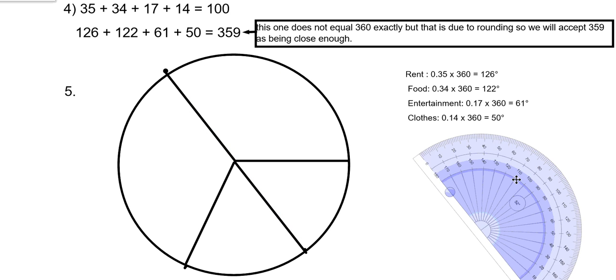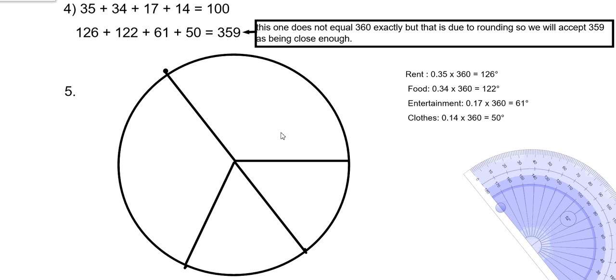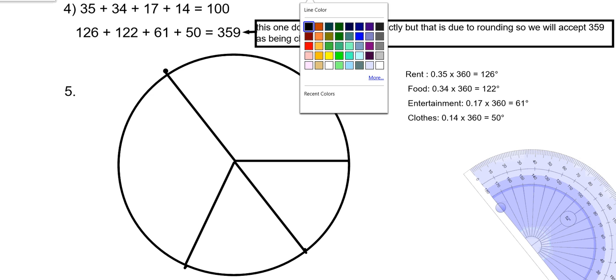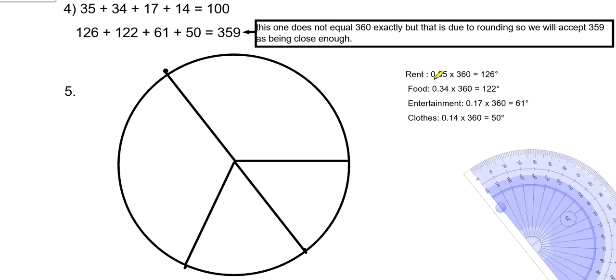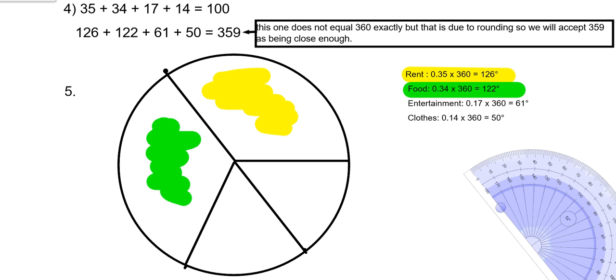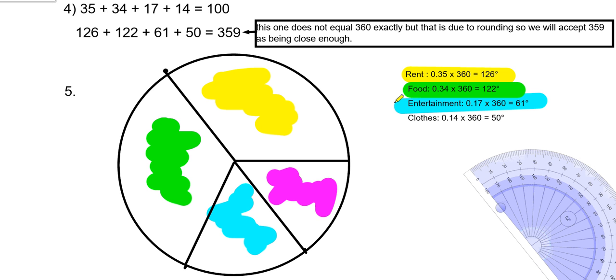You're now going to take and you must label these. So I'm going to just highlight mine quickly here so that you can see, but it's super easy. My rent is going to be this one here. My food is going to be in green. Blue will be my entertainment. Purple is going to be my clothes.